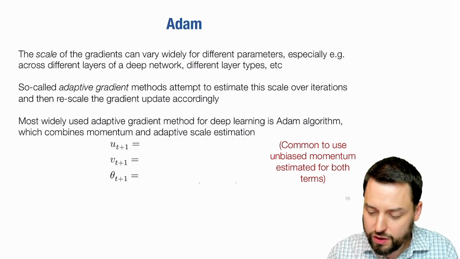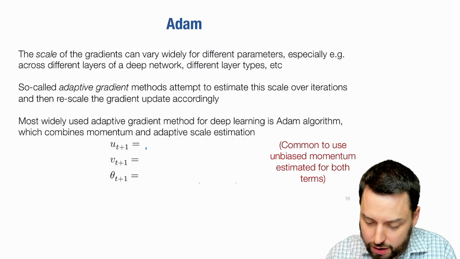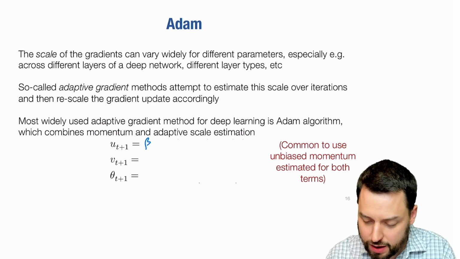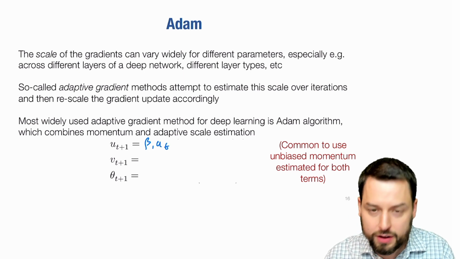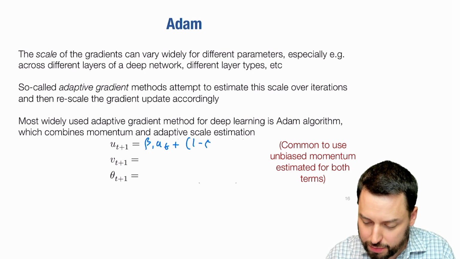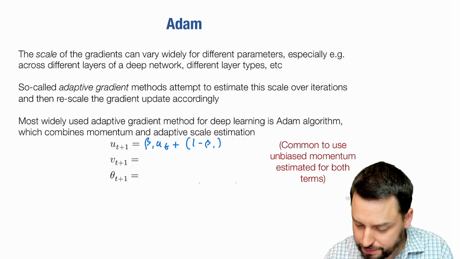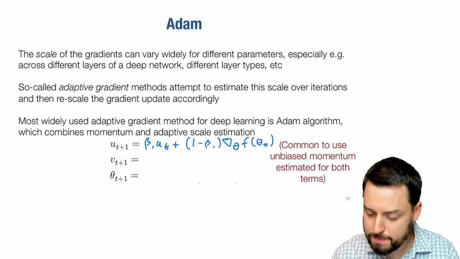So what the u_t in Adam is, is just a normal gradient term. I'm going to say beta 1 here because there are actually going to be two different momentum parameters. It's going to be our same momentum update as we had before: u_{t+1} = beta_1 u_t + (1 - beta_1) times our gradient at theta_t. Okay, and that's our first update.